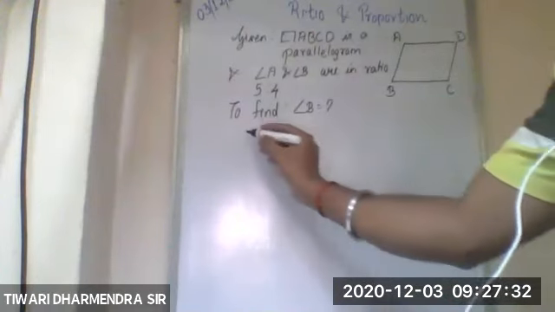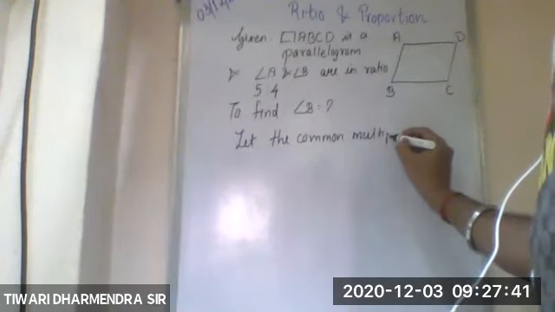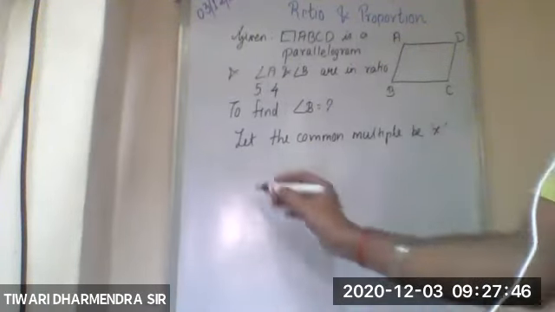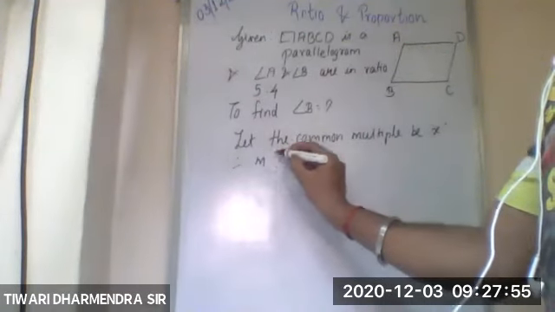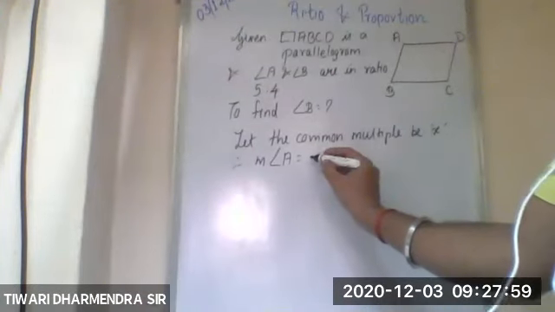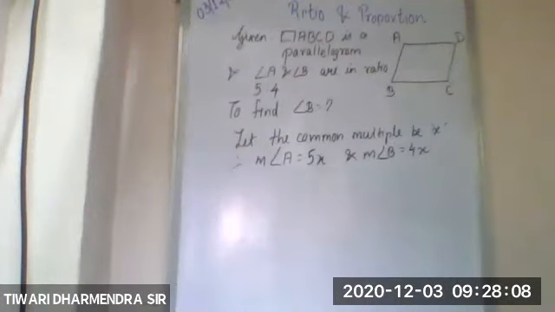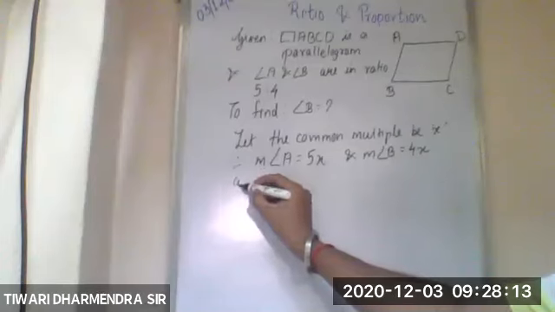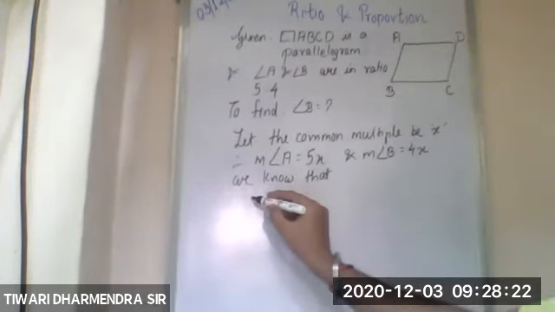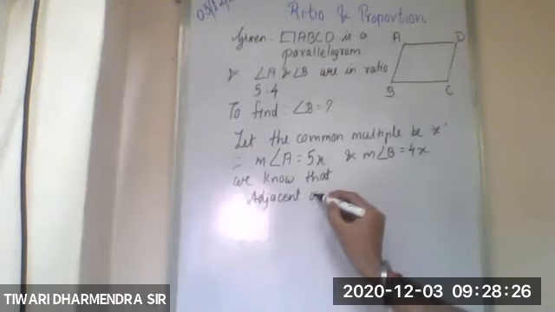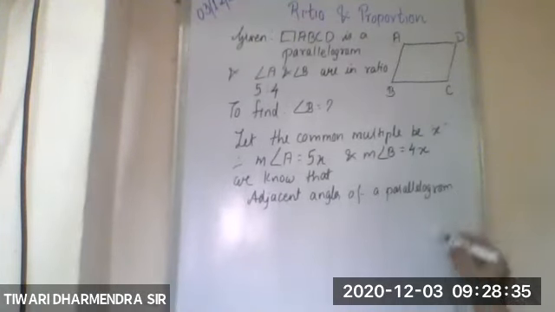Let the common multiple be x. So therefore, measure of angle A will be 5x and measure of angle B is equal to 4x. We know that adjacent angles of a parallelogram are supplementary.